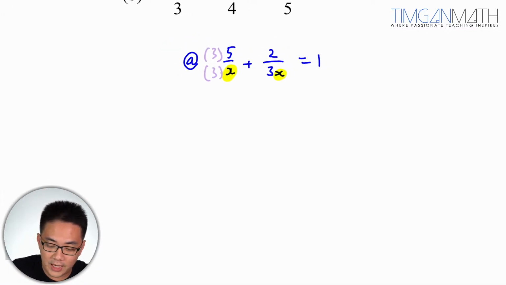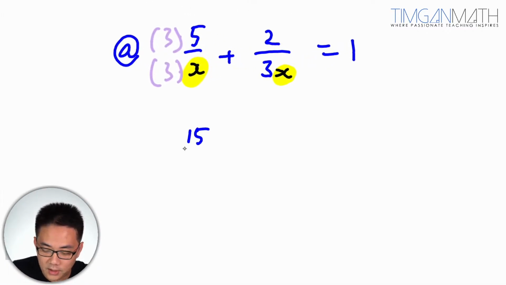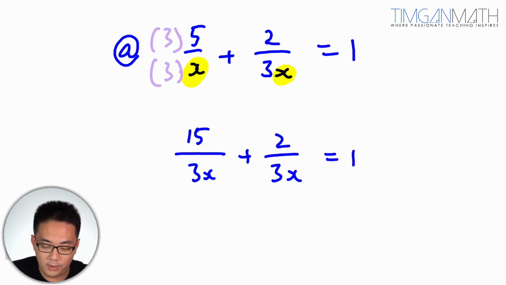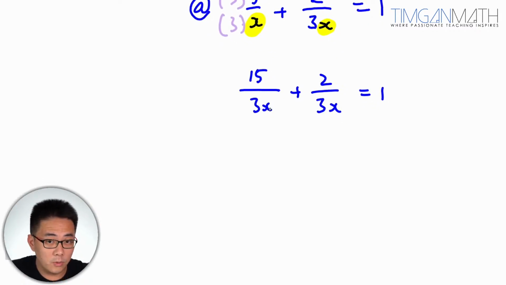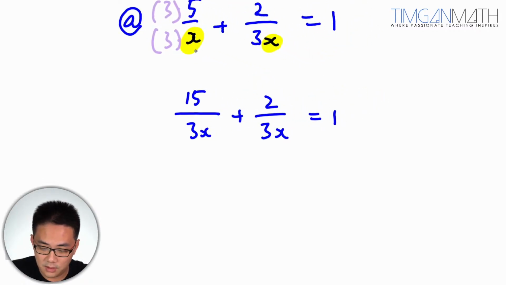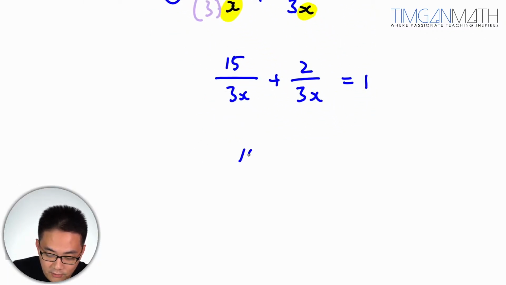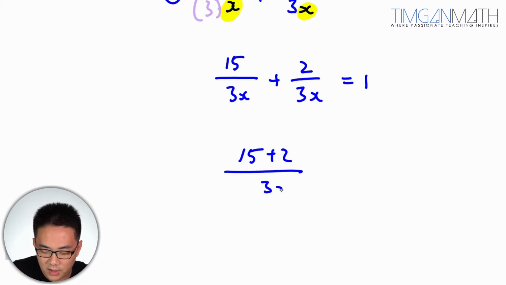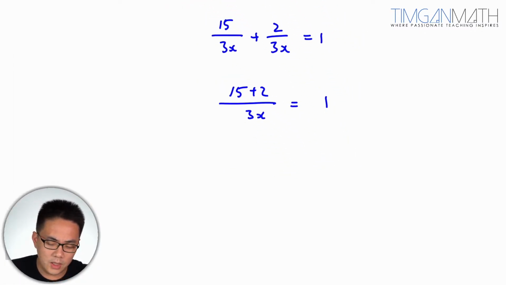So 5 times 3 will be 15. This will be 3x. And this will be 3x as well. The reason why I multiply with 3x is because this is the lowest common multiple. So x and 3x, the lowest common multiple will be 3x itself. So once this is done, we have 15 plus 2. I think this is pretty okay. Over 3x equals to 1. Now this one here is important.